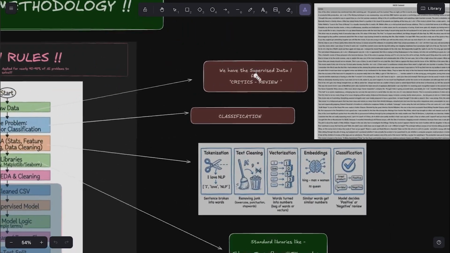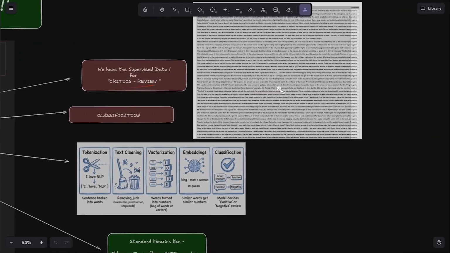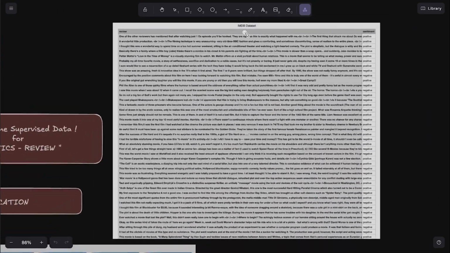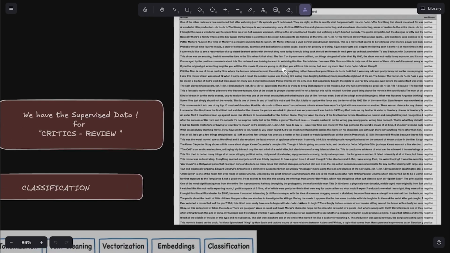It means that our raw data will have critics' reviews. This is what our data looks like. As you can see, this is my IMDb data, right? It contains so many reviews in the English language, and then these are the sentiments, meaning the target value. So it is supervised learning. Agree, right? So these are my raw data.